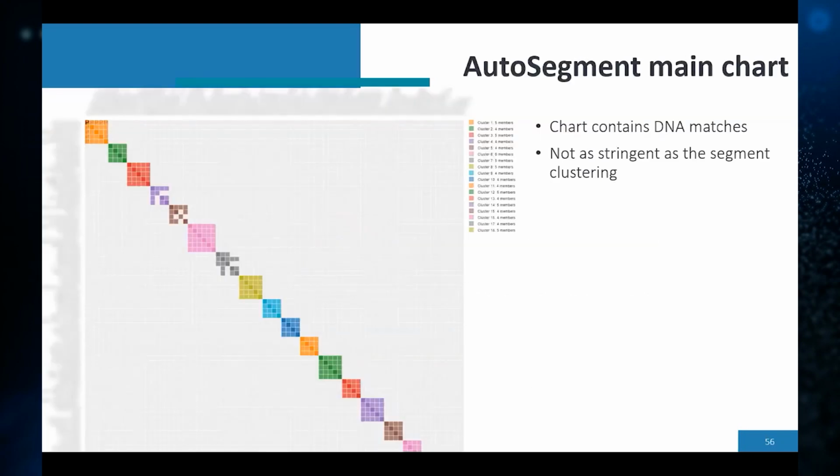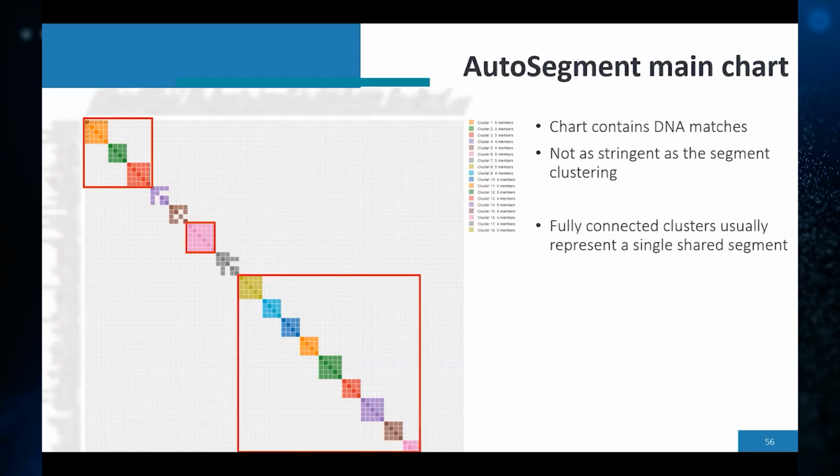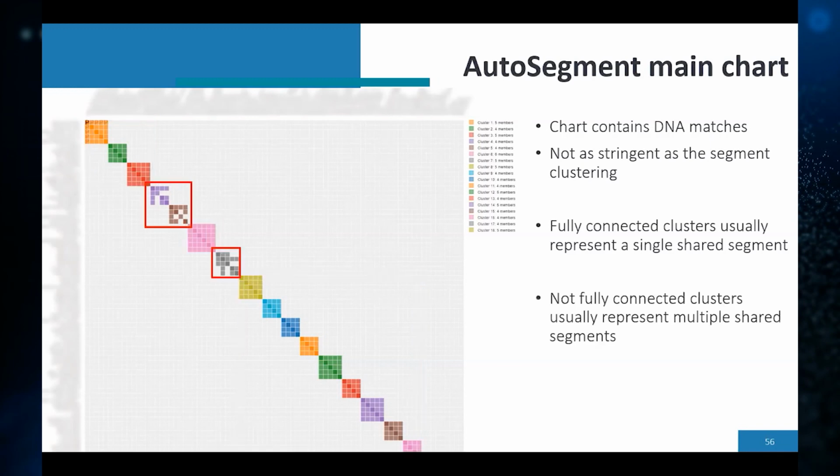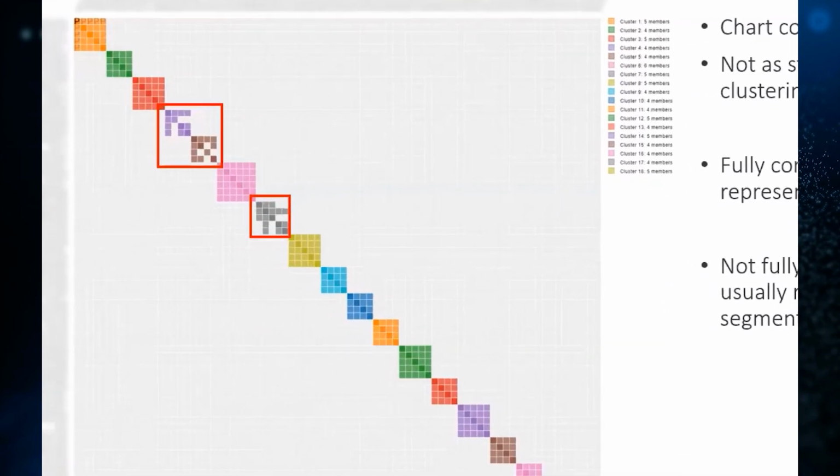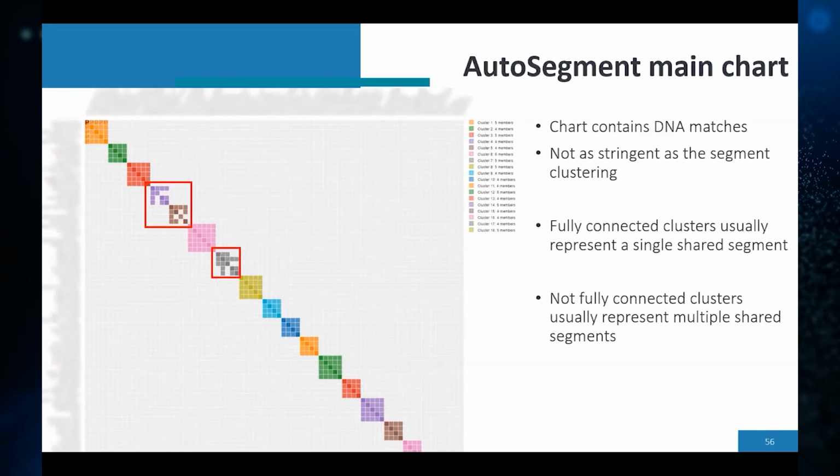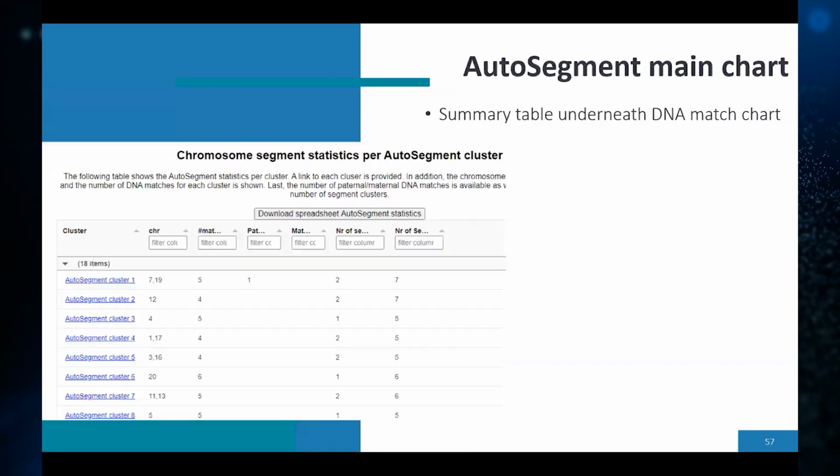This clustering is not as stringent as the segment clustering. If you remember, the segment clustering only wants fully connected clusters. We still have them in this clustering. So these are the ones that are fully connected, and these usually represent a single shared segment. If you see those clusters that are a little bit more broken up, these usually represent multiple shared segments. That makes sense. I have an example.